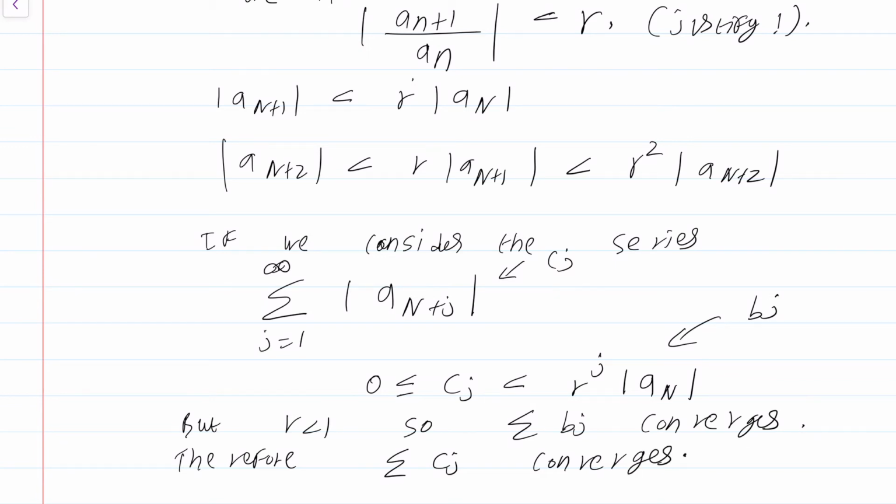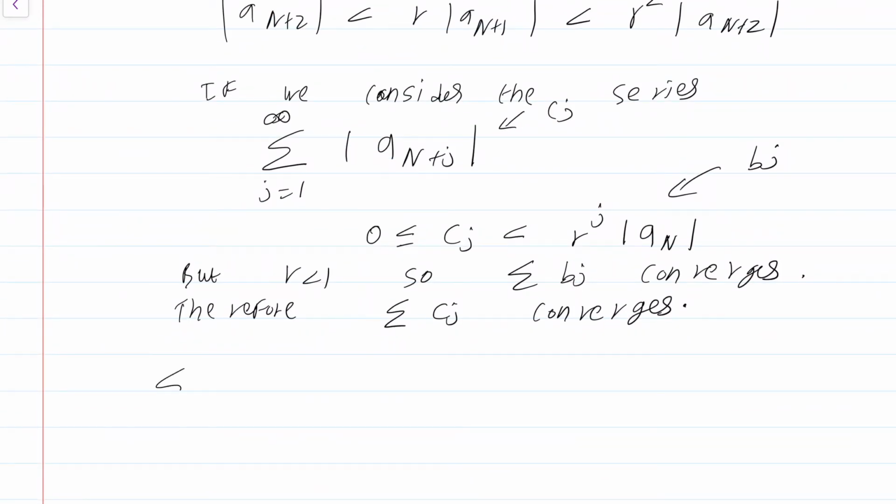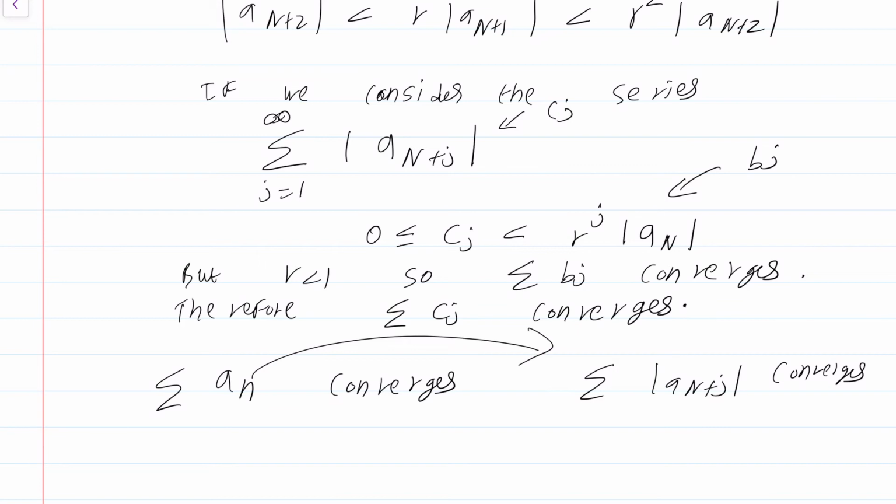How does this help us? Well, observe that our original goal was to show that summation an converges. Now what we have is that summation mod a n plus j converges. This is what we have. But these both are intimately related to each other in the following way.